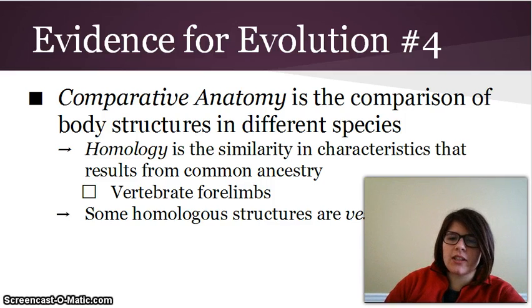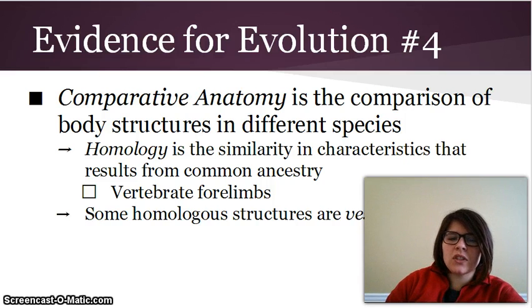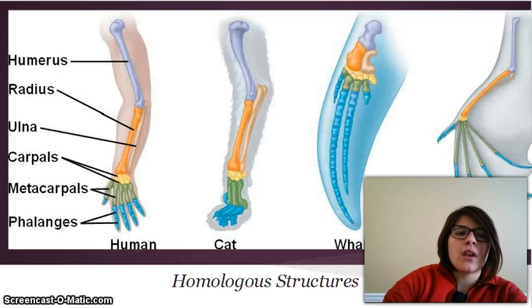So some homologous structures, though, are vestigial structures. Now, I know we talked about our appendix being a vestigial structure. If you didn't pick up on it previously, vestigial structures are parts of our anatomy that were once useful to our ancestors but are no longer useful.